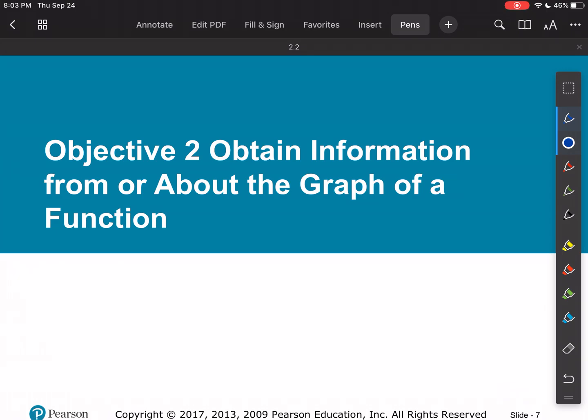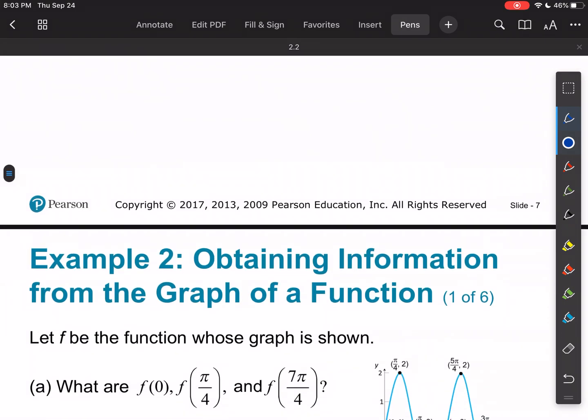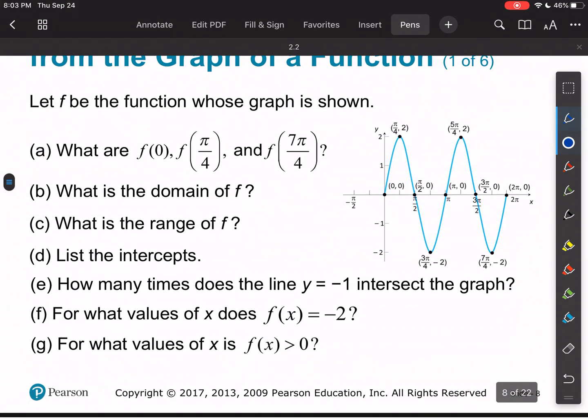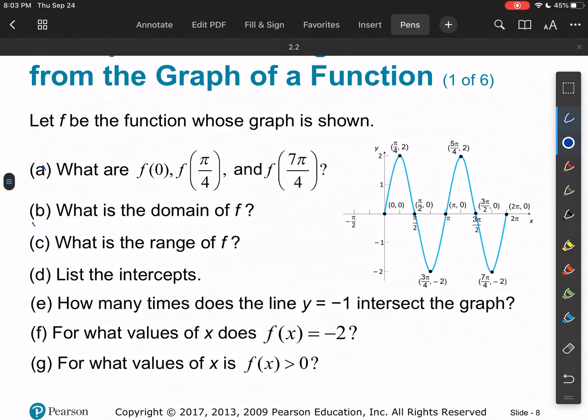Objective 2 says we're going to obtain information from or about the graph of the function now. Okay, so some of the things in your homework are going to be this long, where we have A, B, C, D, E, F, G. But it's not going to be too terrible. So let me just go through with you one of these and show you how easy it is.